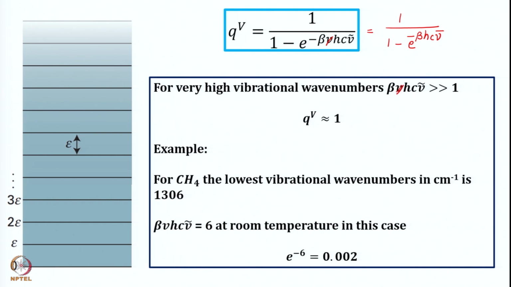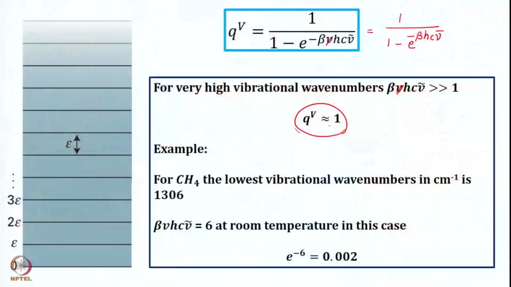So, if beta h c nu bar is much greater than 1, then what happens? Then exponential minus a very high quantity, you can ignore that. That means, in that case Q_V is going to be approximately equal to 1. We are talking about the case where the separation is very high. In that case, you will have mostly the contribution due to the ground state only. When you talk about vibrational levels, most of the molecules will be in the ground state only, and in that case the vibrational contribution is going to be 1.